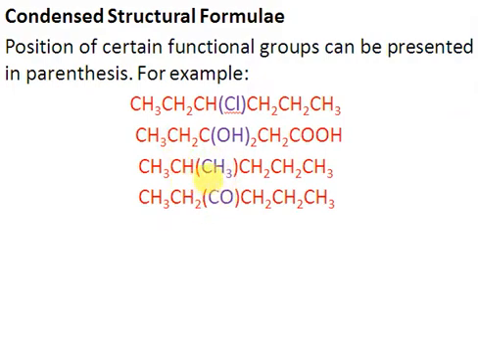So CO, whenever it's written, it means that's a carbonyl group, right? So whenever you have CO written like that, just understand that's a carbonyl group, and this carbonyl group is attached to this CH2 and this CH2, right? So that means that's a ketonic group. So condensed formulas can be easily written by using the parentheses, right?